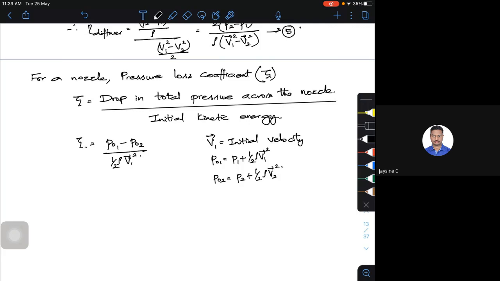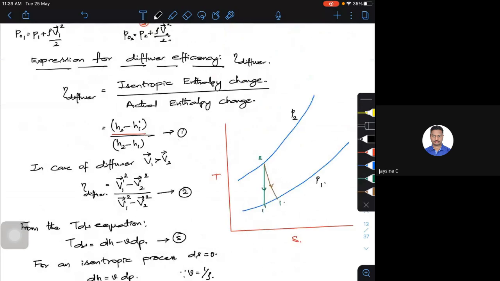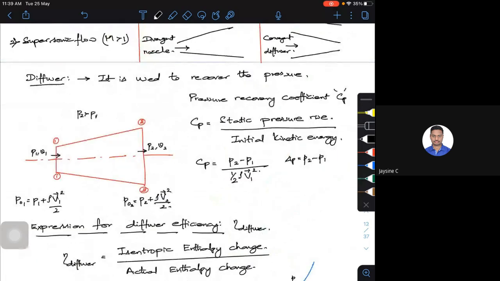So I left this out when I was discussing the diffuser. This coefficient is the pressure loss coefficient in the case of a nozzle, and in the case of a diffuser we simply call it the pressure recovery coefficient. So in a nozzle there is a loss in pressure, but in the diffuser it is the pressure recovery. In the case of the nozzle, it is the pressure loss.